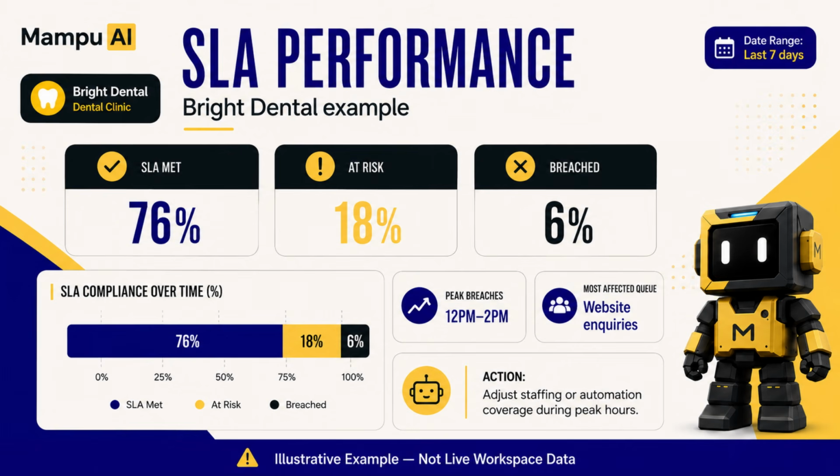The pattern suggests that noon to 2 p.m. is the main pressure period. A manager could respond by adjusting staffing coverage or improving automation during those peak hours.